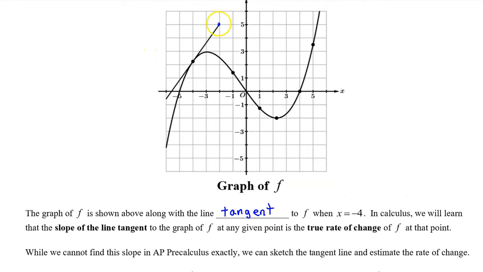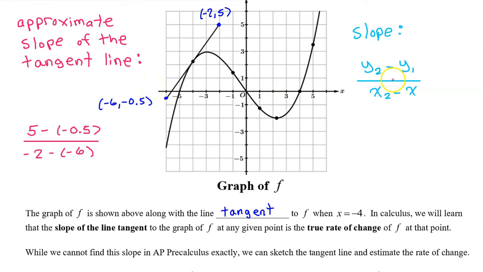Right here, the tangent line comes very close to the point (-2, 5). And then on this end, the tangent line comes very close to the point (-6, -0.5). So let's estimate the slope of the tangent line by using these 2 points.